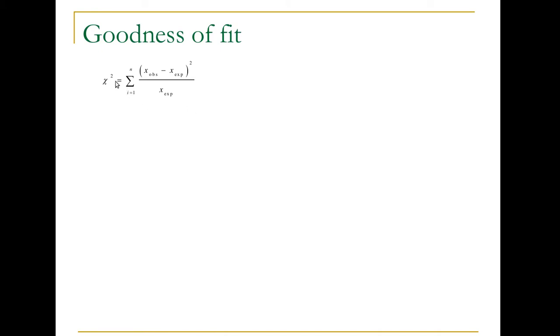This is the definition of chi-squared. We have measurement x, the observed value, and the difference between the observed and the expected value. We square that, divide it by the expected value. And we take the sum of all the trials that we have, so all the observed values that we have, and that's chi-squared.